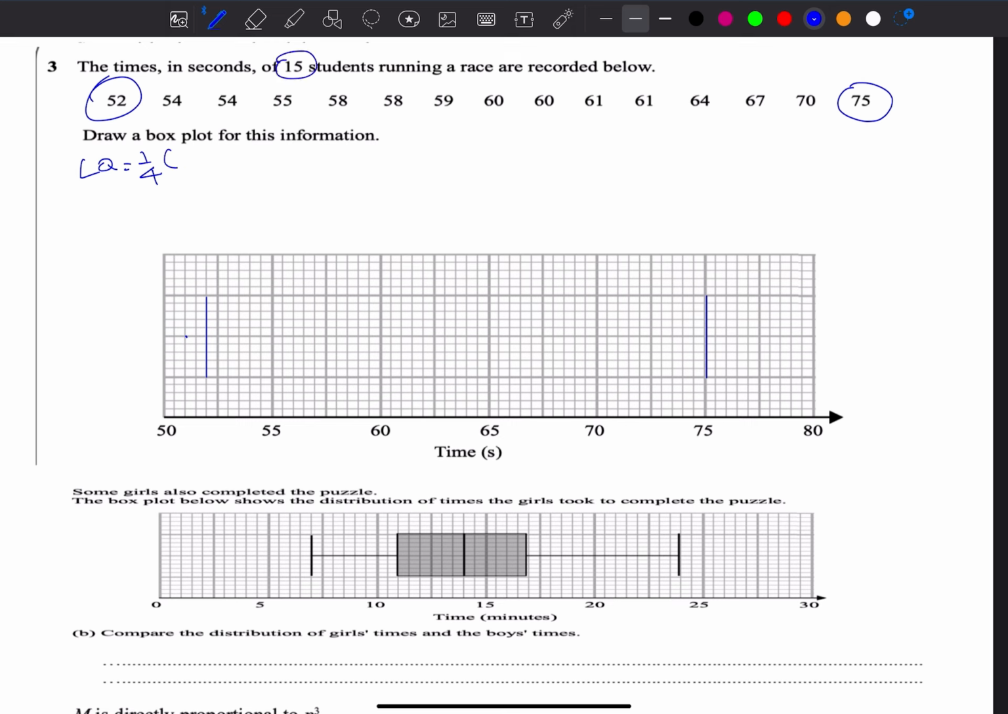So you can't do 15, so you do 15 add 1, which is 16. A quarter of 16 is the fourth value. So fourth, 1, 2, 3, fourth value, 55. That's your lower quartile. Now you can do your upper quartile.